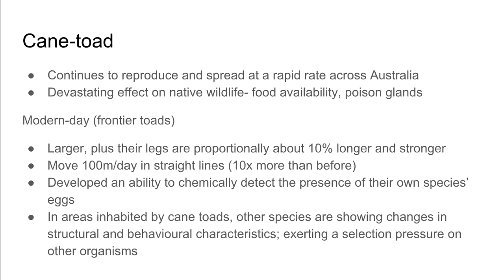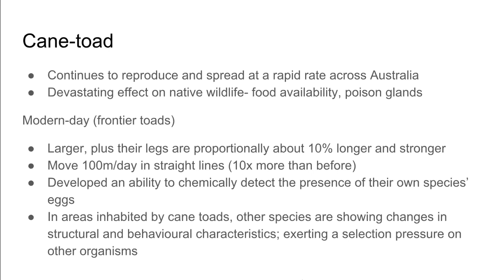So the cane toad continues to reproduce and spread at a rapid rate across Australia, and we know that it has a devastating effect on native wildlife, including food availability and due to its poison glands. We do see in the modern day population of cane toads, or what we also like to refer to as the frontier toads, that they're larger, plus their legs are proportionally about 10 times longer and stronger.